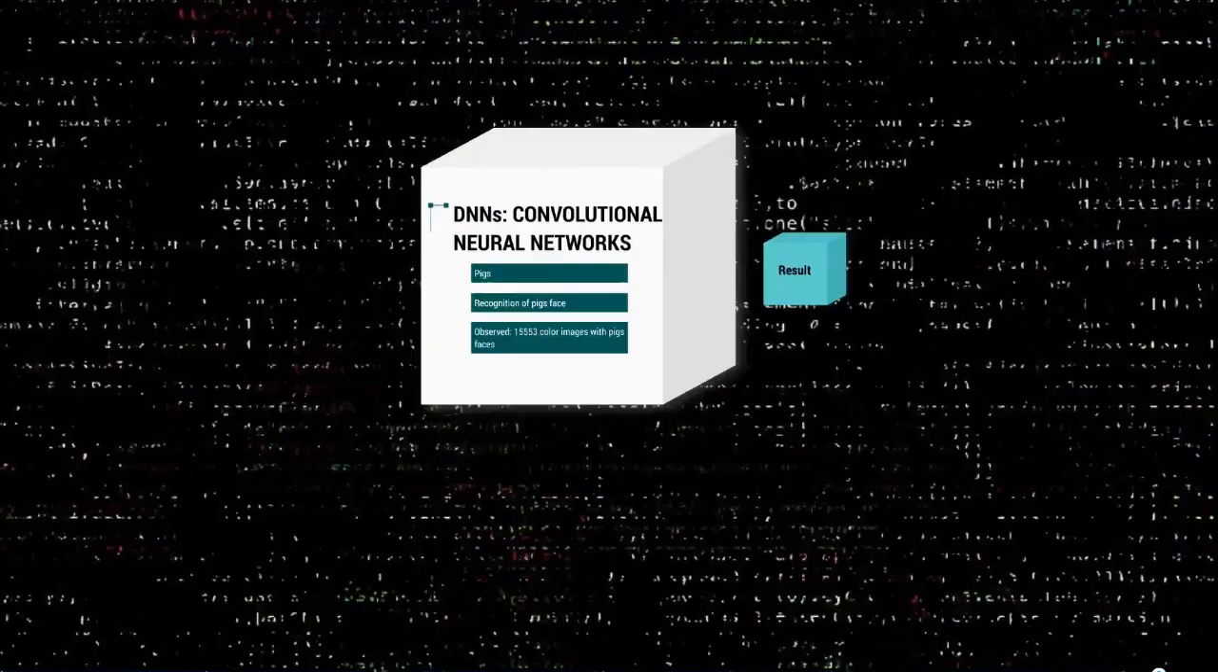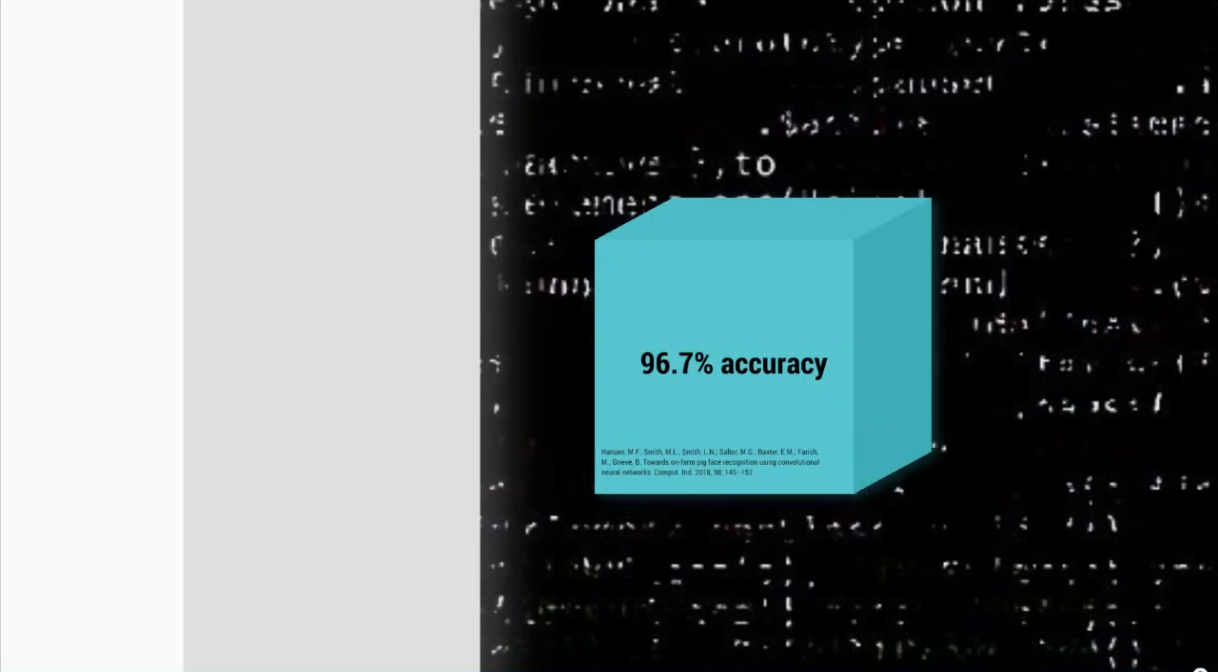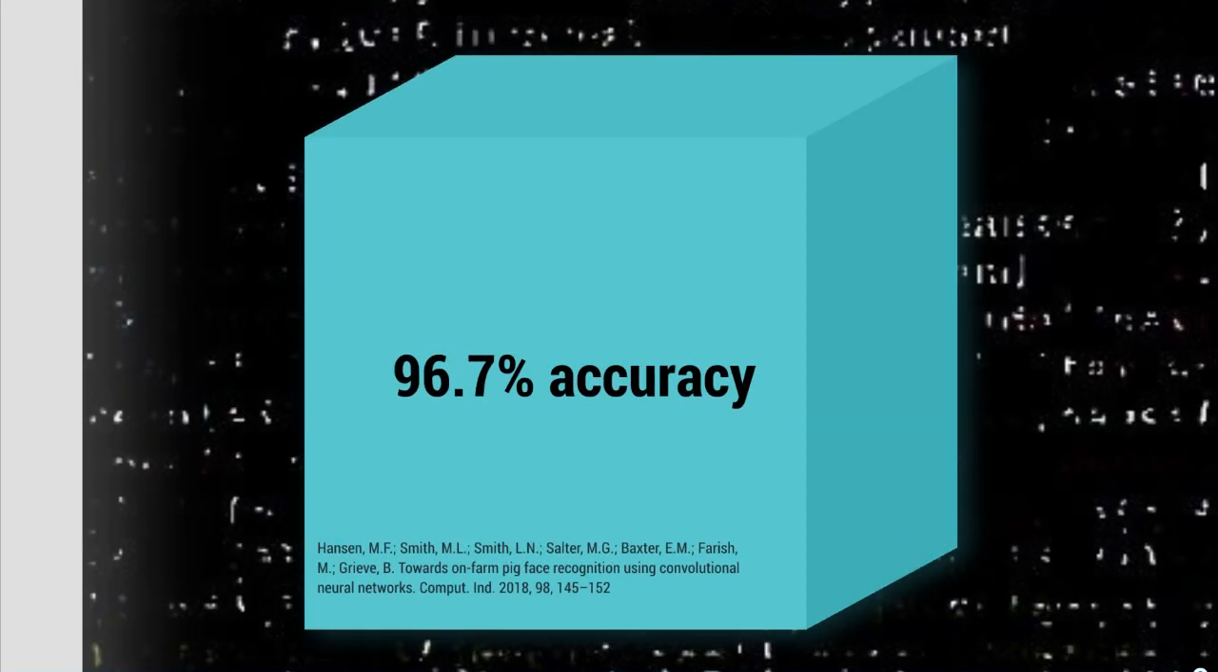Lastly, instead of using radio frequency identification, RFID, tags, which make the pigs uncomfortable, deep convolutional neural networks are being applied in pig face recognition. 15,553 color images of pigs' faces were learned by the model, and the accuracy is as high as 96.7%.